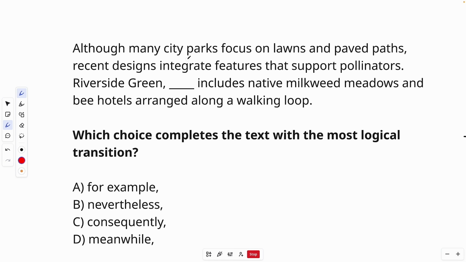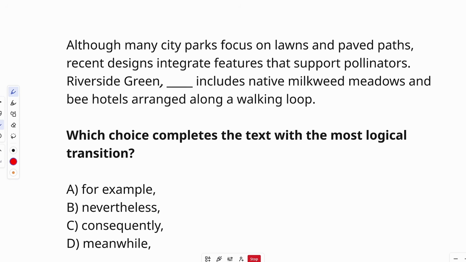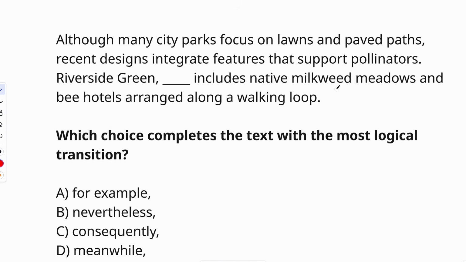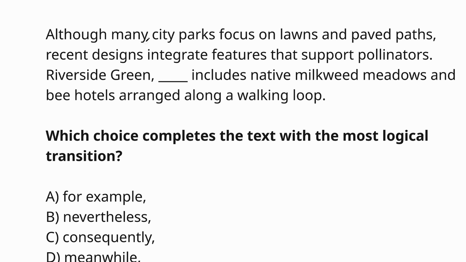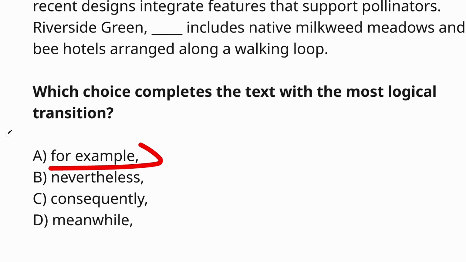Although many city parks focus on lawns and paved paths, recent designs integrate features that support pollinators. Riverside Green includes native milkweed meadows and bee hotels arranged along a walking loop. So basically they're providing an example of something that is discussed in the previous part of the sentence. So I would get something like, for example. Believe it or not, that's one of the choices, so I can just go with that.